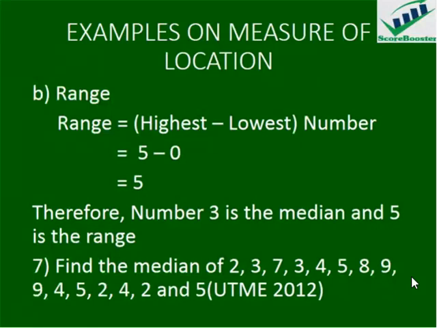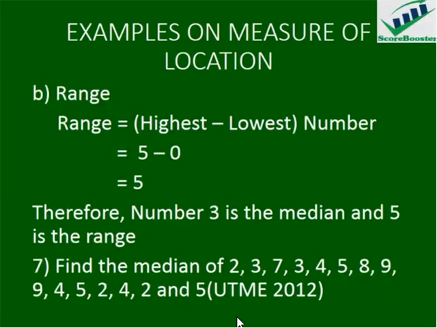So 2 occurs thrice. We have 2, another 2, then another 2. 3 occurs twice, 3 and 3. The next number after 3 is 4. It also occurs thrice. The next number after 4 is 5, which occurs 3 times: 1, 2, 3. We don't have any 6 here. The next number is 7, once. The next number is 8, which occurs once. And the last number, which is the highest number here, is 9, and it occurs twice.